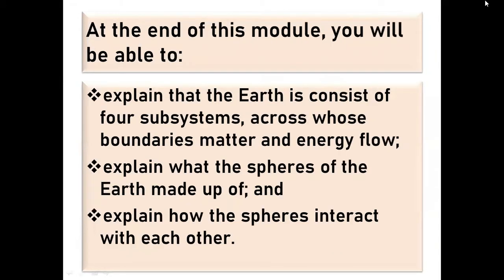At the end of this module, you will be able to explain that the Earth consists of 4 subsystems across whose boundaries matter and energy flow. Explain what the spheres of the Earth are made up of, and explain how the spheres interact with each other.